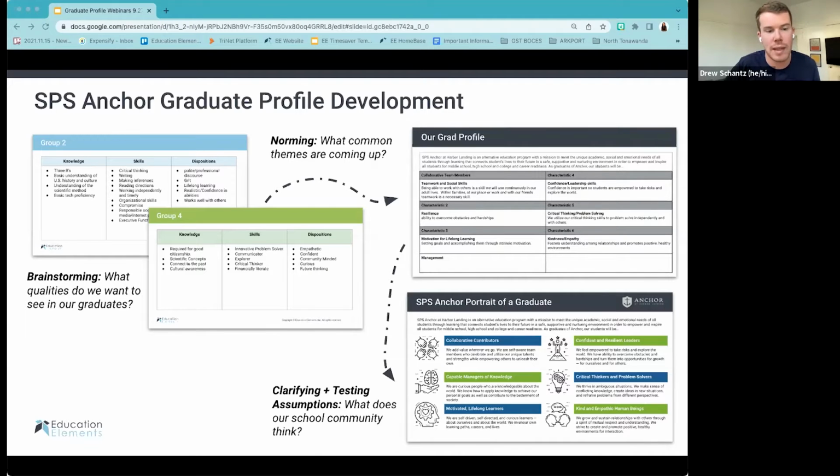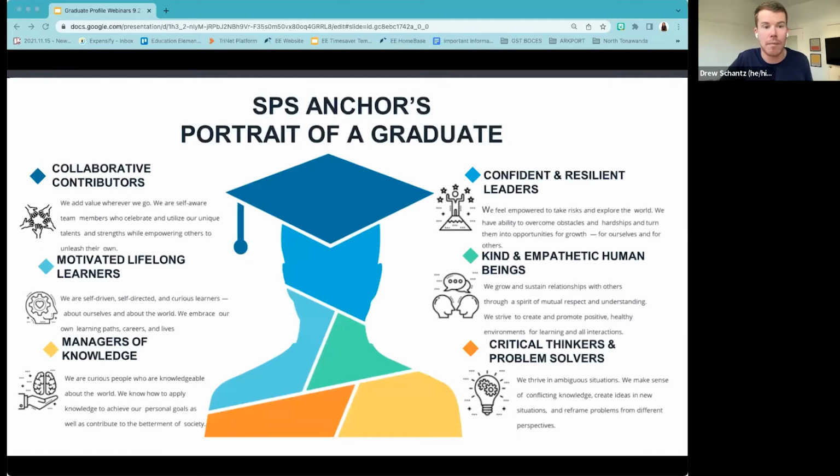So after we did that brainstorming process, we normed on what were those common themes coming up. Then we got a prototype together and tested our assumptions and asked the school community, what do you think about this? Do these things resonate with you all? How are students reacting to this? How are teachers reacting to this? How are greater members of the school community reacting to our graduate profile? And what we came up with was what's on the next slide here.